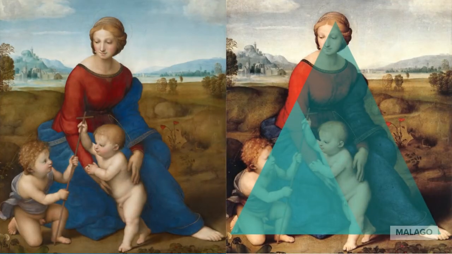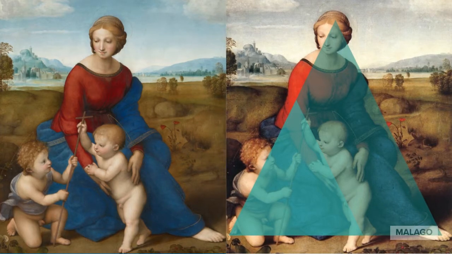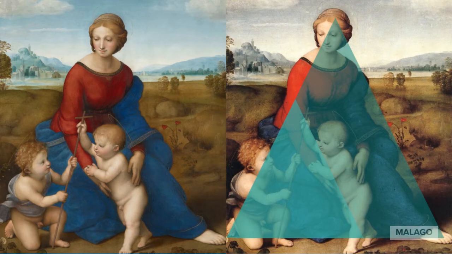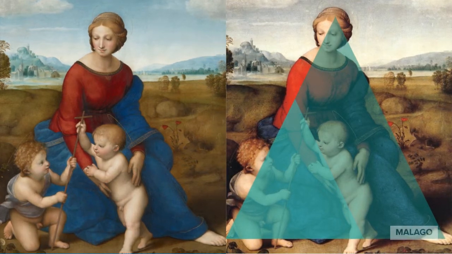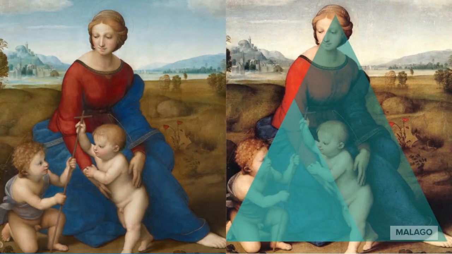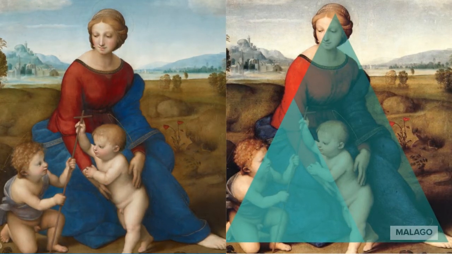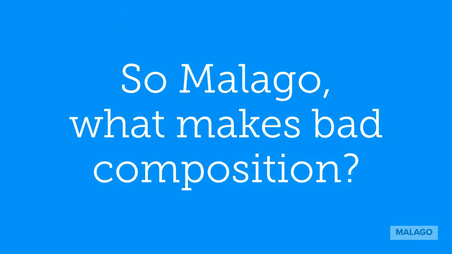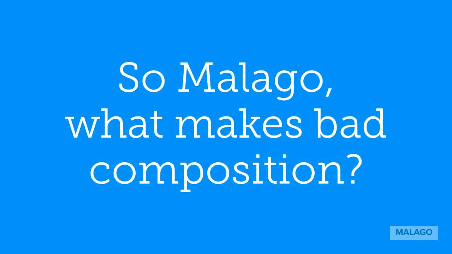So here's a different piece of artwork by the artist Raphael. He provides balance in this piece of work by using triangular balance. And that's where you take an element of art and you lay it out in a triangle throughout the piece. And it seems to work. It works very well. So I think the real big question is, what really makes a bad composition?